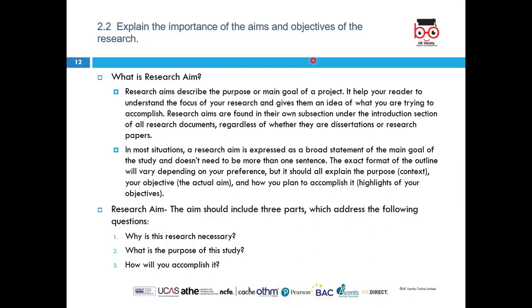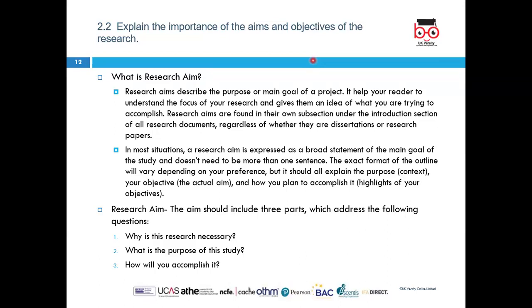So every research project has to have an aim. Without that, you cannot progress. So in most instances, a research aim is expressed as a broad statement of the main goal. So it might be synonymous with the goal of the study and doesn't need to be more than one sentence. So you might have just one aim, but in other instances, you may have 3 or 4 aims.